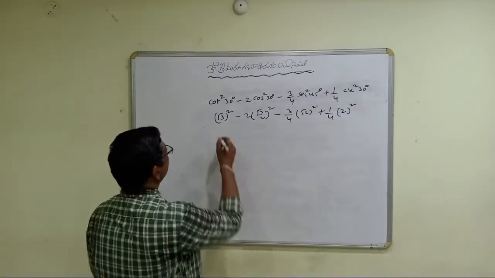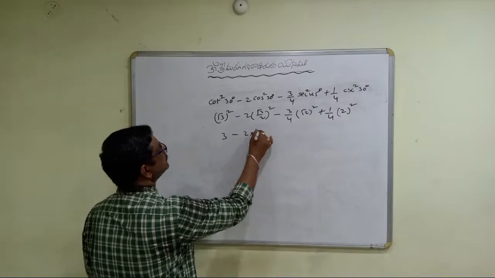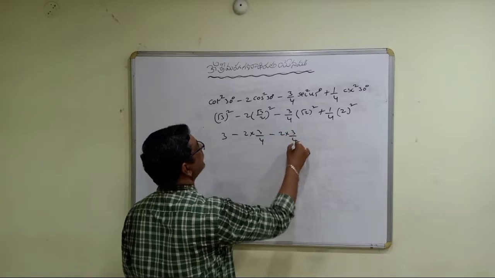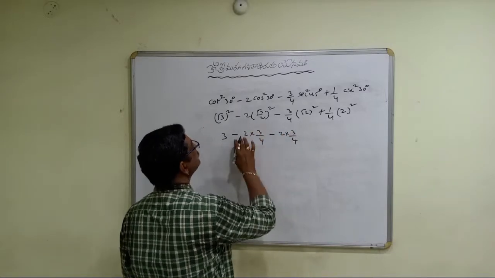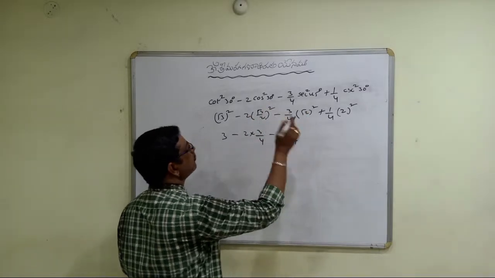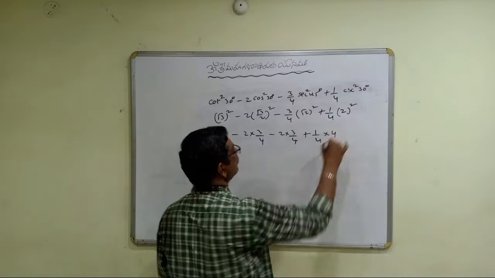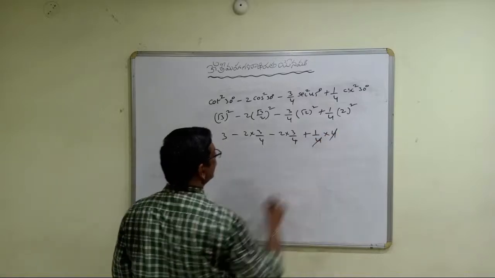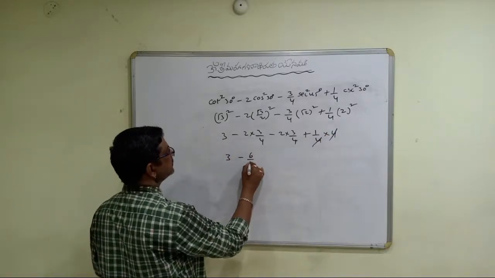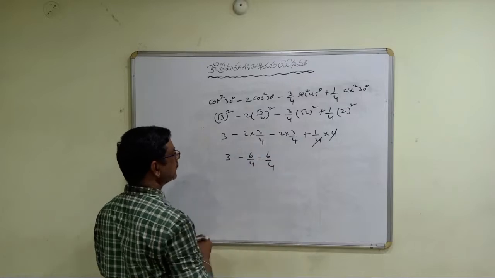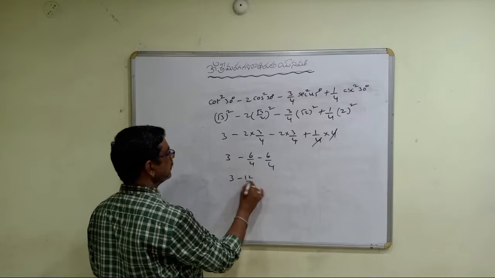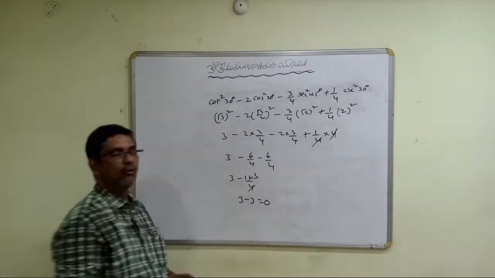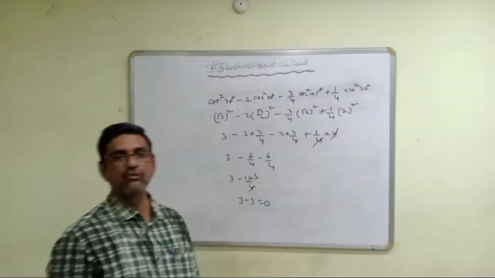Right, now simplify. This is 3 and 2 into this is 3 by 4, minus 2 into 3 by 4 again. Now this is 2 into 3 by 4 and this is also 2 into 3 by 4. And there, 1 by 4 into 4. So here these two get cancelled. 3 minus 6 by 4 minus 6 by 4, 3 minus 12 by 4. 4 3s, 3 minus 3, 0. See how simple it is.